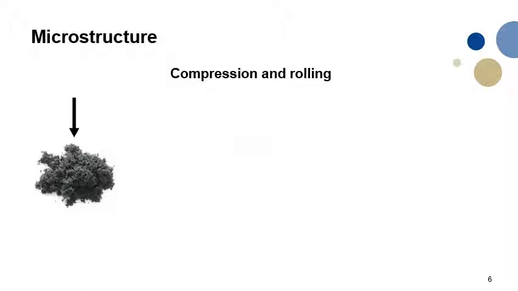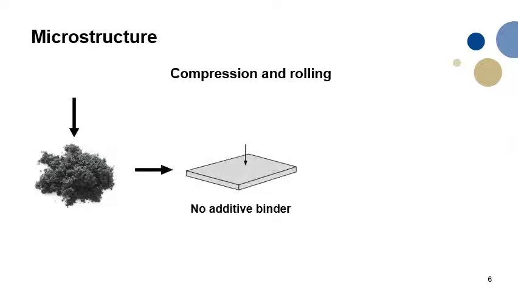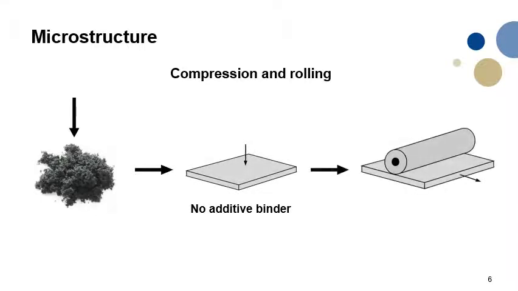The last step of the process is the compression. So the powder made of worms is compressed without any additive binder and finally is rolled until it reaches the desired thickness and density.